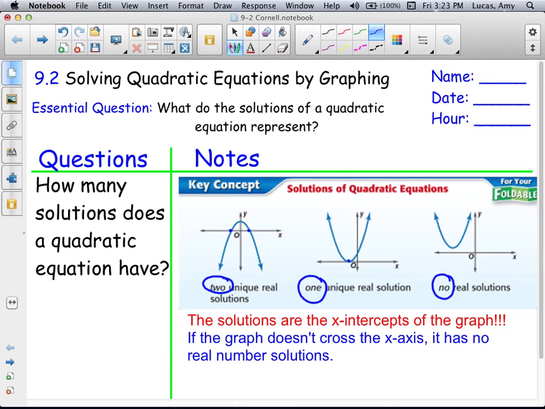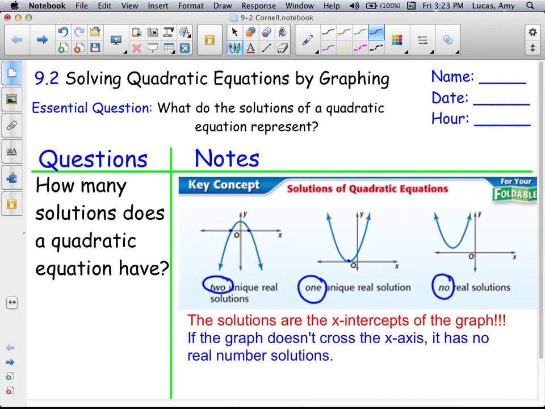So solving a quadratic. In Chapter 8, we solved quadratics, but we solved them using a different method. We factored them and then used the zero product property. So throughout Chapter 9, our goal is to provide you with a lot of different ways to solve a quadratic. You already know how to solve by factoring.